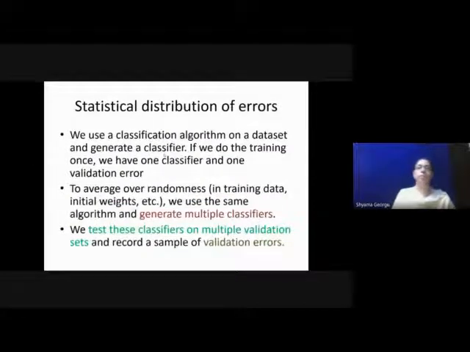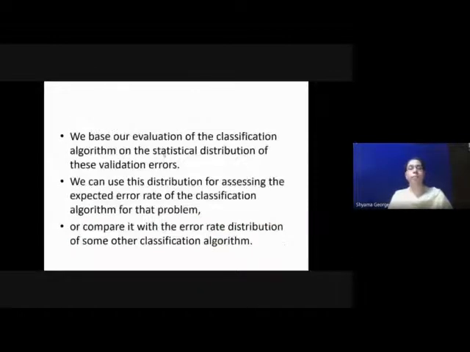Then, when we use only a single data set, we have one classifier and one validation error. To average over randomness, we use the same algorithm and generate multiple classifiers. We test these classifiers on multiple validation sets, and we can have validation errors, not a single error. So we can evaluate the classifier based on the statistical distribution of these validation errors. And we can also find out the expected error rate from the set of errors.